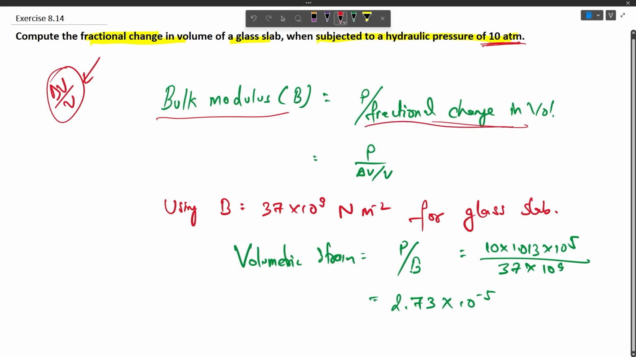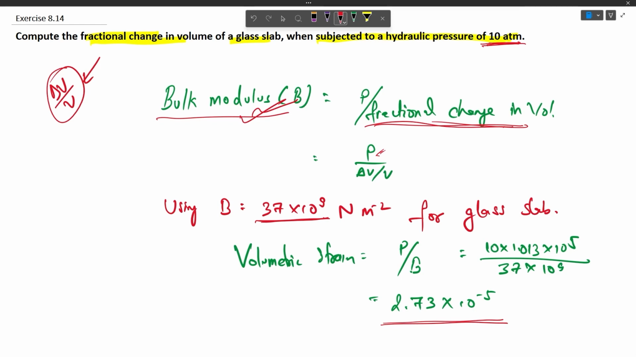Now we have to calculate this quantity, and as per the data, we have the value of B for the glass slab, and we are using it as 37 into 10 to the power 9 Newton per meter square, and we have been given the pressure. Upon calculation of fractional change in volume, we get the value of 2.73 into 10 to the power minus 5. Thank you.